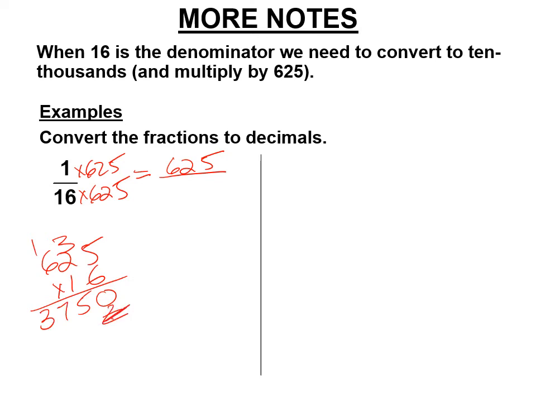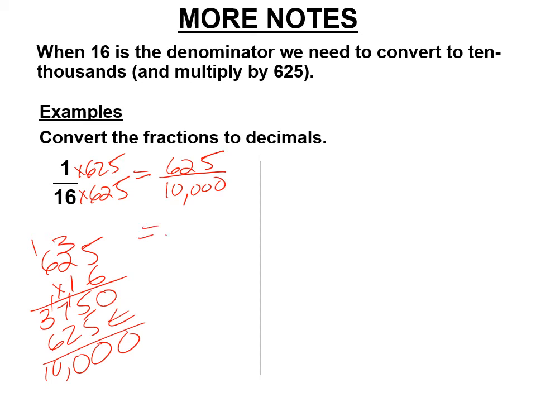I like to put an arrow here rather than a 0, and then we go 1 times 5, 1 times 2, and 1 times 6. You get 0, 0, carry 0. Oh my goodness, you get 625 10,000ths. That's what 1/16 is, which as a decimal is 0.0625.